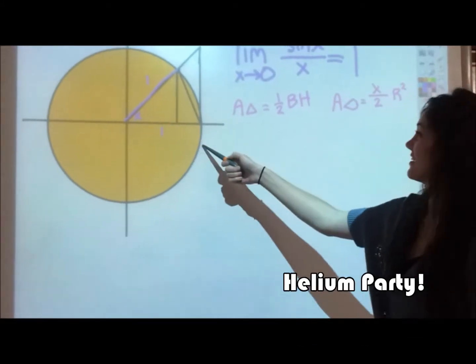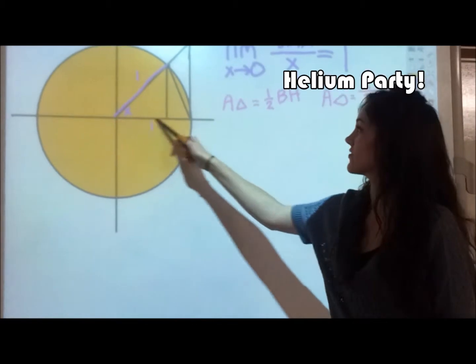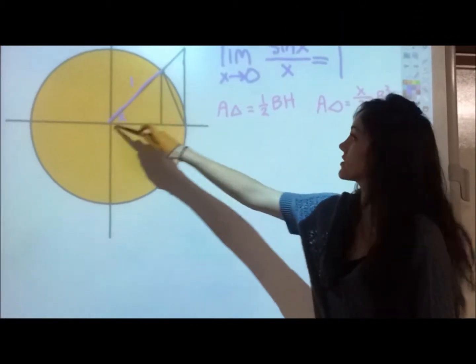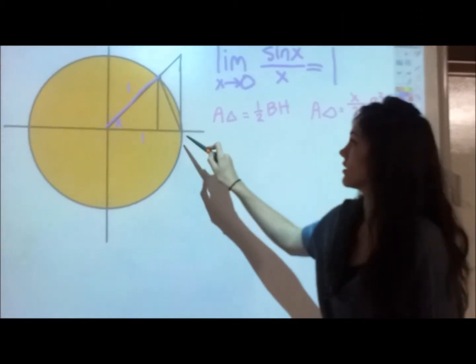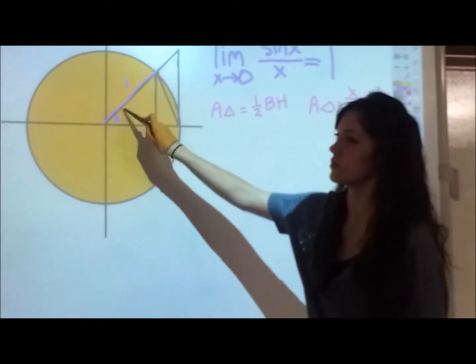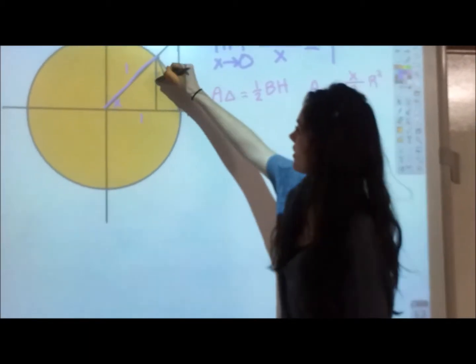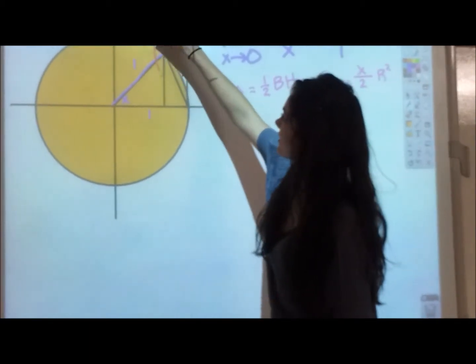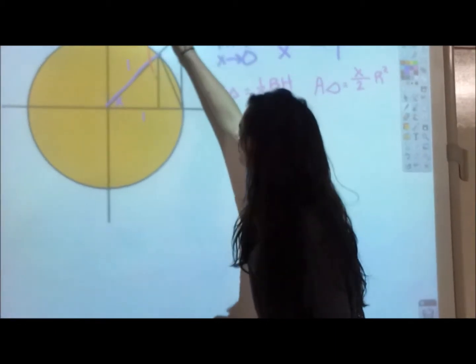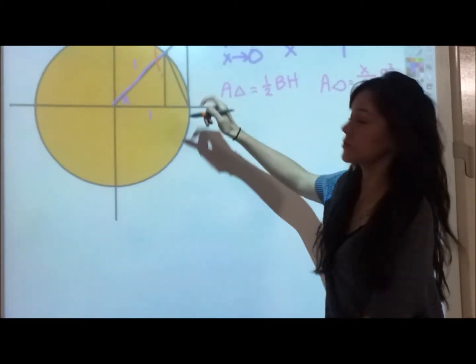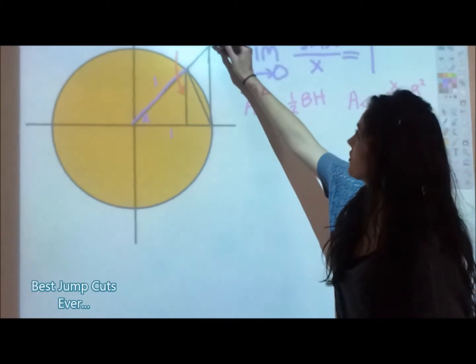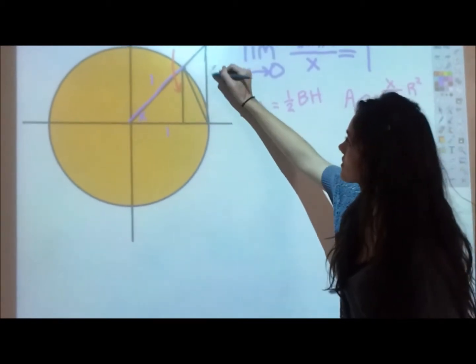So this is the unit circle, and we know that this value and this value are both 1 because these are radii of the unit circle. And so this is the angle x. And we know that this line right here is sine x, because as this is the unit circle, it's a y value in the unit circle.